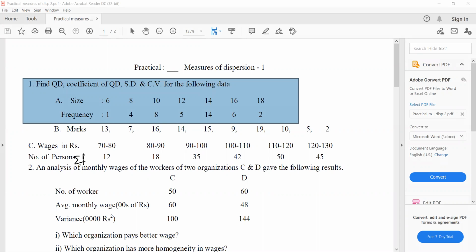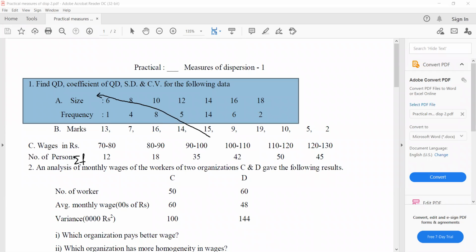Now, first, we have to obtain the position of Q1 and identify the respective LCF. Q1 is the value of x with LCF just greater than n by 4. Now, n by 4 is 40 by 4, which is equal to 10. So the LCF just greater than 10 is 13. Therefore, the respective value of x is 10, so Q1 is equal to 10.